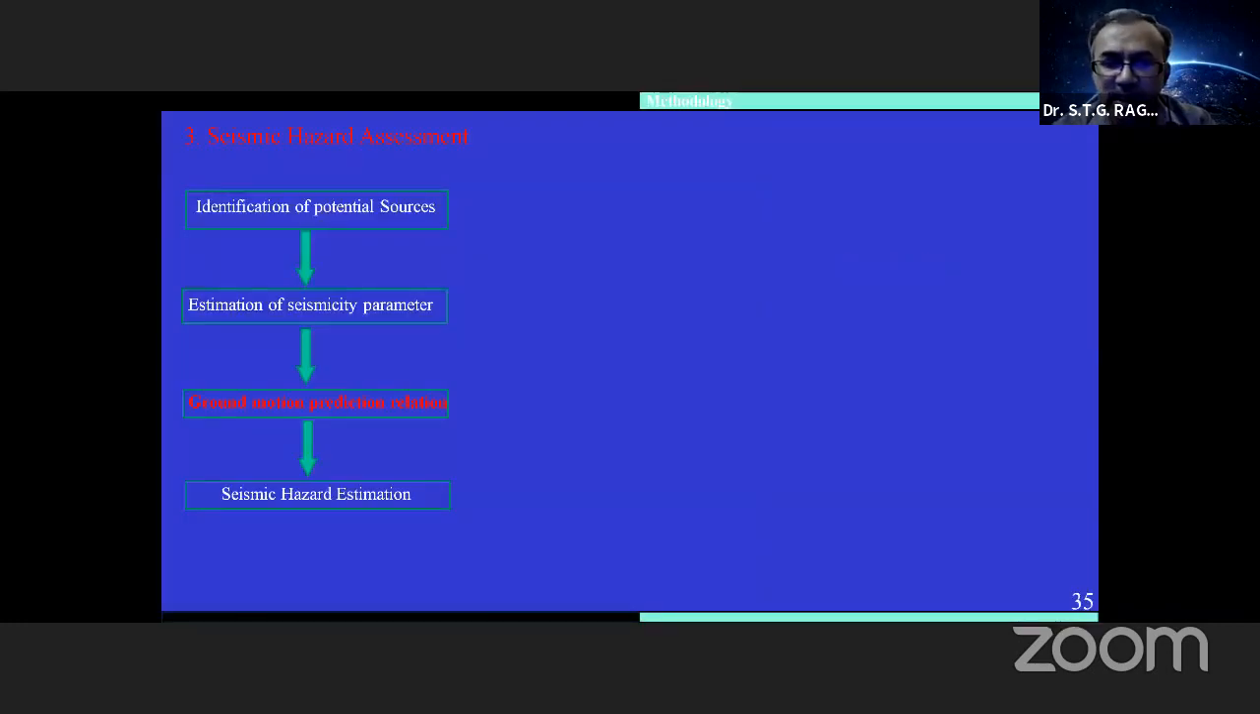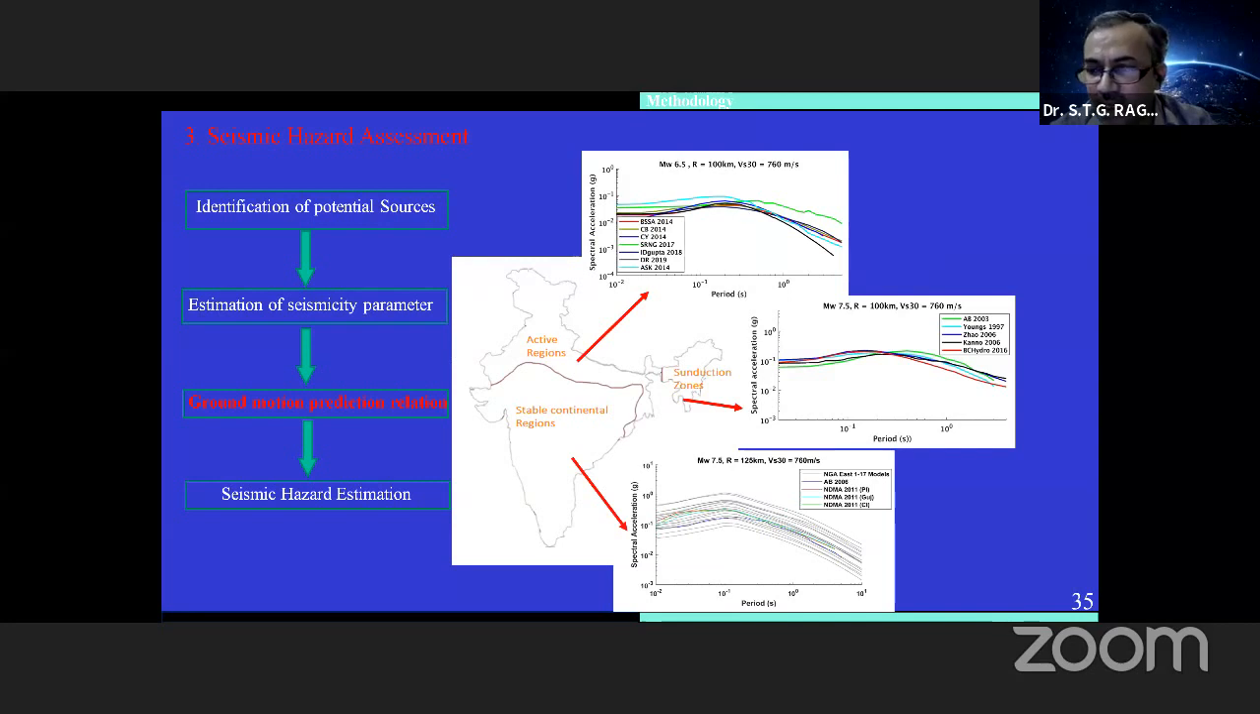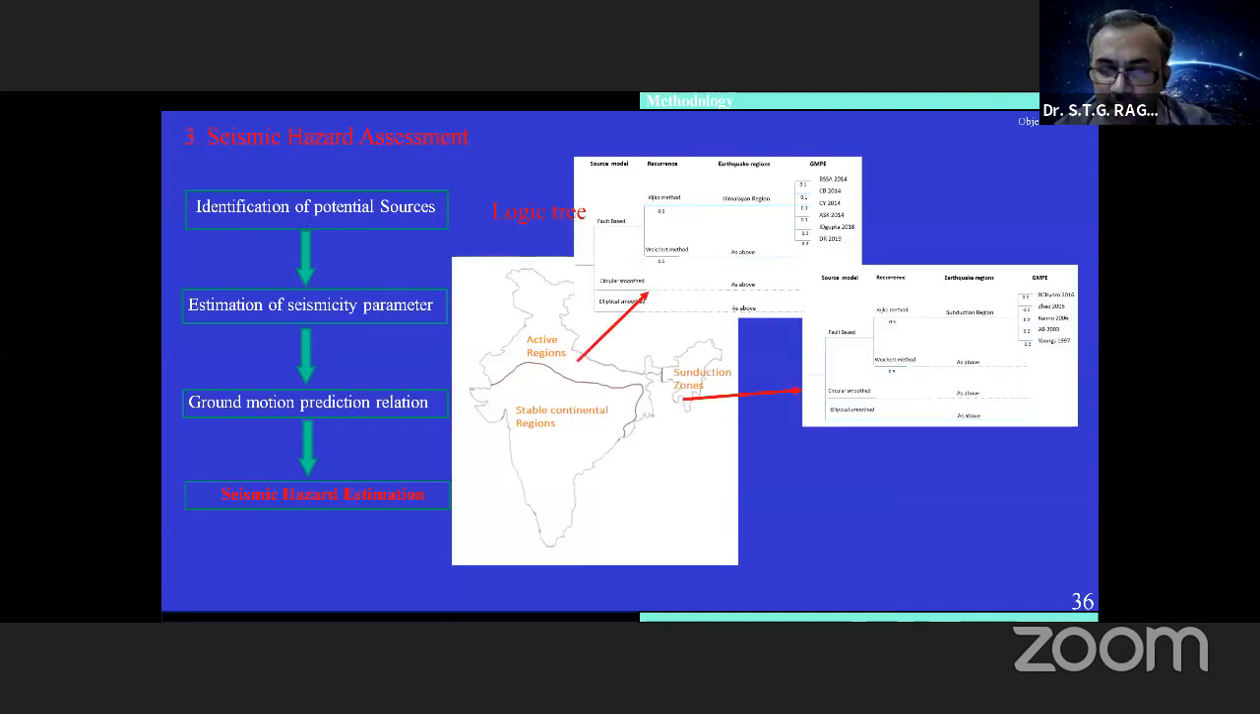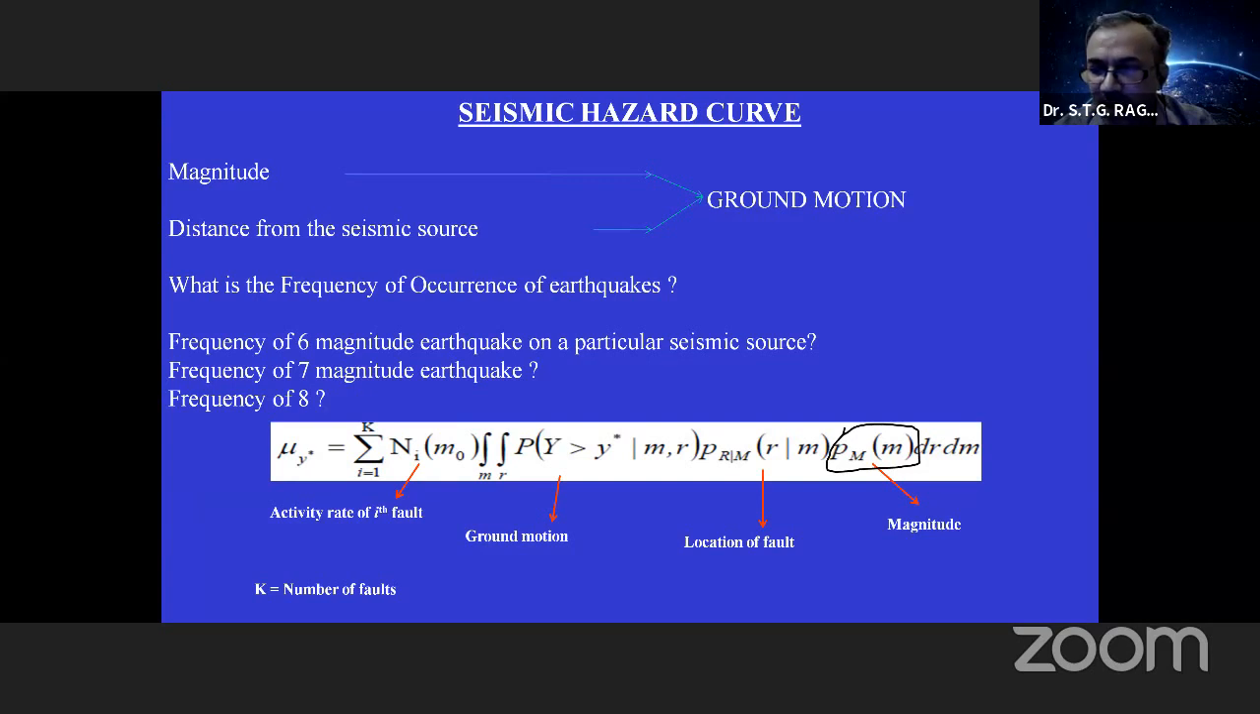So after doing the seismic activity, now come the ground motion prediction equations. There are several equations, a lot of data has come, and many researchers as well as many international equations are there. We have selected many of these equations to calculate our seismic hazard. Finally, we use a logic tree framework to cater for the epistemic uncertainty also, and we come up with the seismic hazard curves. The probability density function of magnitude has been worked out from the data, the locations of the faults we know from the elliptical smoothing, and the ground motion relations are there. Now we have to integrate all these three to come up with our seismic hazard maps.